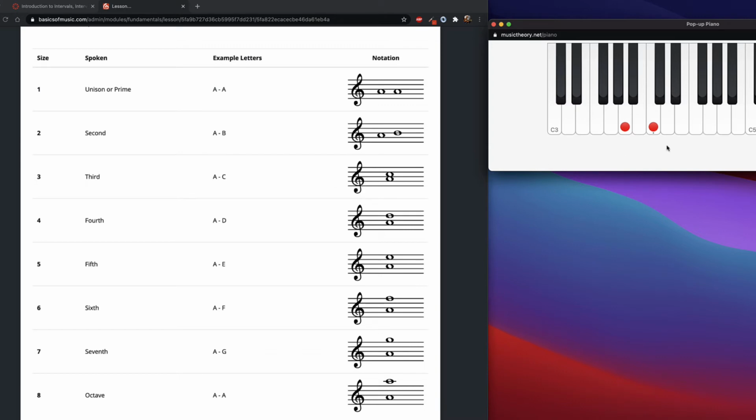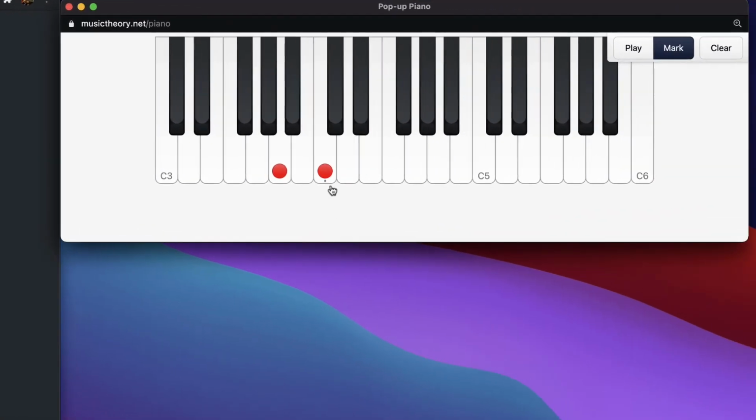But we have more possibilities than just A to C with those two letters. We can have A to C sharp, for instance. And we can see on the piano here that that has spread out the two notes. And it's not going to sound the same either, right? So if I have a note from here to here, that is a third from A to C sharp.